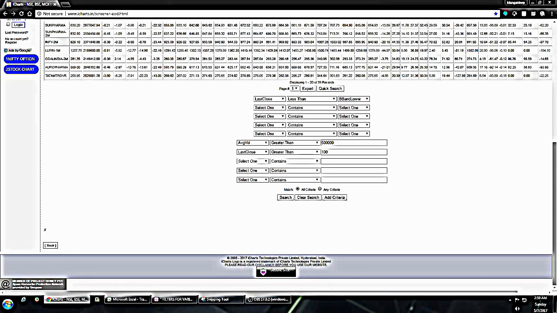Now moving on to the next one. The third one is based on ADX. ADX's full form is average directional index. Let me go ahead and clear these filters once again. All right, so coming on to the ADX, the full form is average directional index.